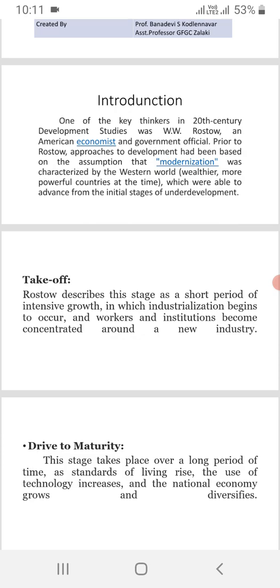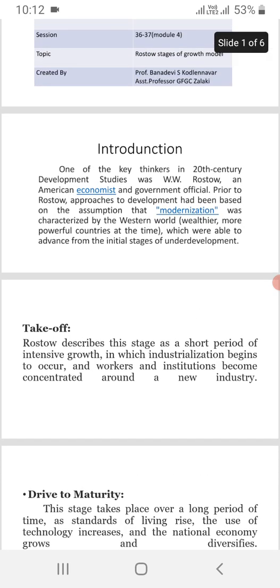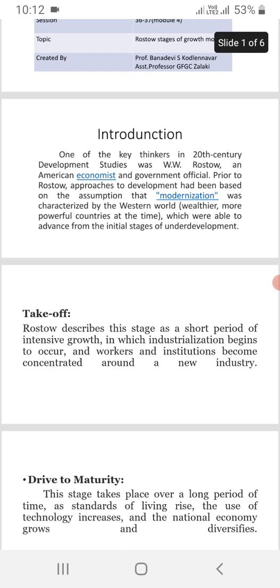The preconditions for takeoff were encouraged or initiated by four forces that are the new learning or Renaissance, the new monarchy, the new world, and the new religion. Generally speaking, it led to new discoveries and inventions and consequently the rise of the bourgeoisie.